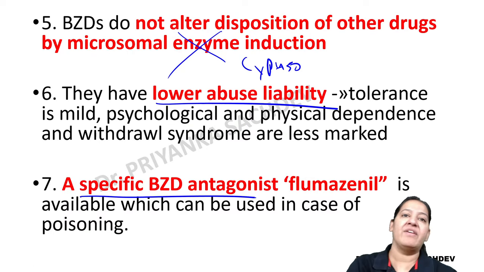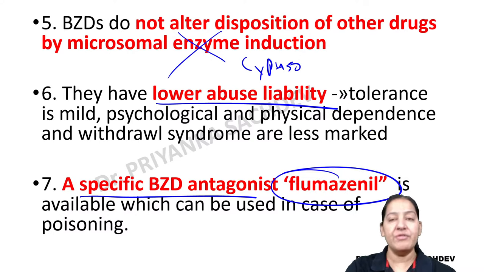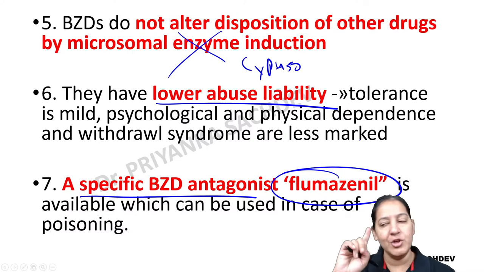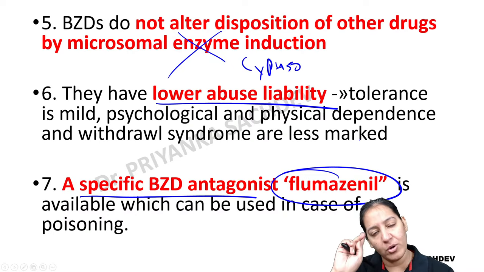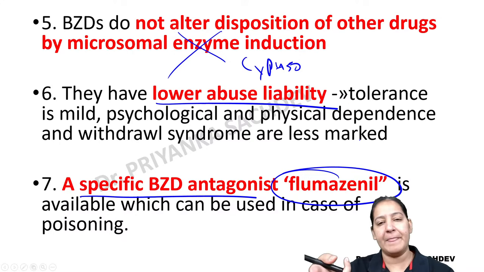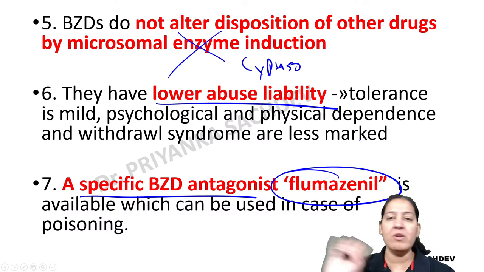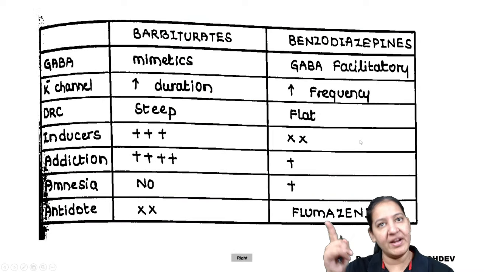And it is having a specific antidote. Flumazenil is available. So in case of poisoning, you can give flumazenil. Wahan pe specific antidote nahi tha. You were doing hemodialysis. You were doing forced alkaline diuresis. You were giving alkaline sodium bicarbonate. But there was no specific antidote. Here, specific antidote is available.